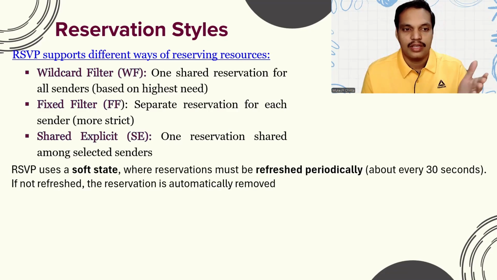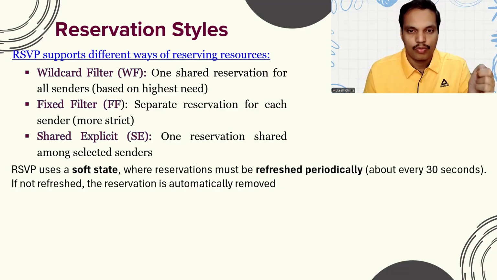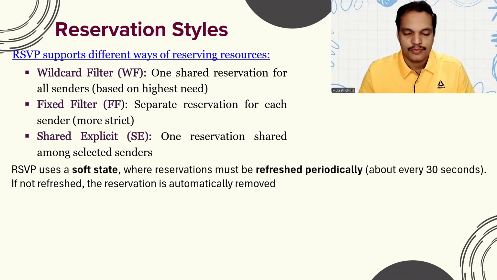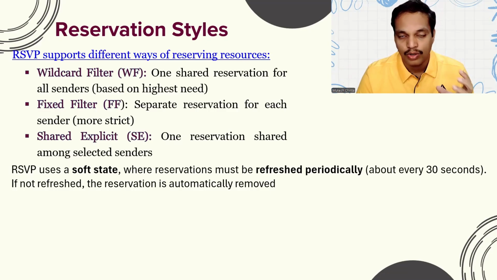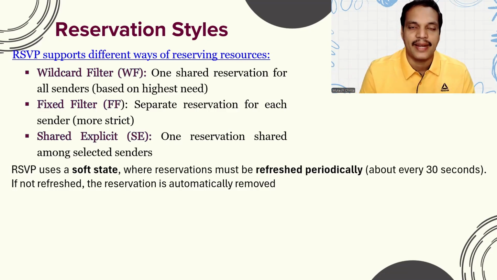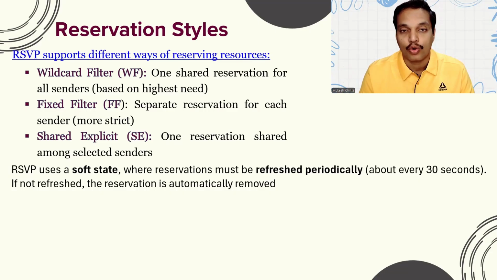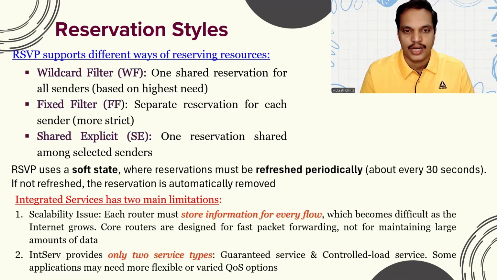And also the RSVP protocol uses a soft state. You know what it means by soft state? It means the reservations must be refreshed periodically. Whatever you are sending across the routers has to be refreshed. The router maintains the state, and if an update does not come within a time span of 30 seconds, that reservation will be automatically removed from the state.